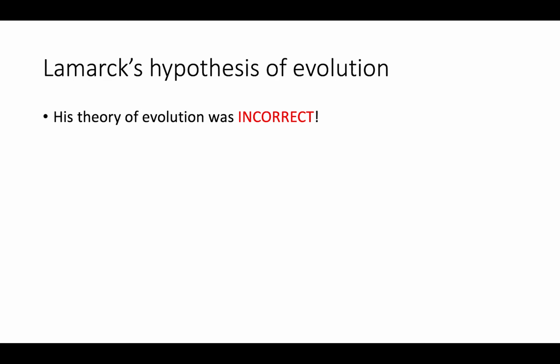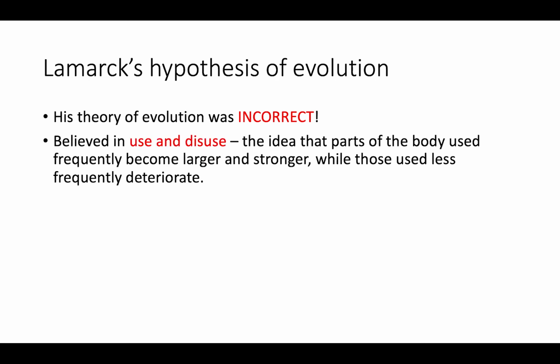We also have Lamarck. Lamarck also had a hypothesis of evolution, but his theory of evolution was incorrect. Lamarck believed in this concept of use and disuse. That idea is that the parts of the body that were used really frequently become larger and stronger, while those that were used less frequently actually deteriorate. We know now that this is not how evolutionary change really takes place.